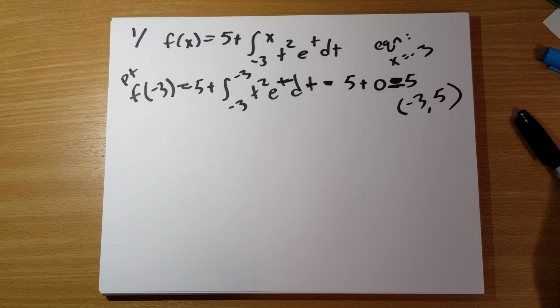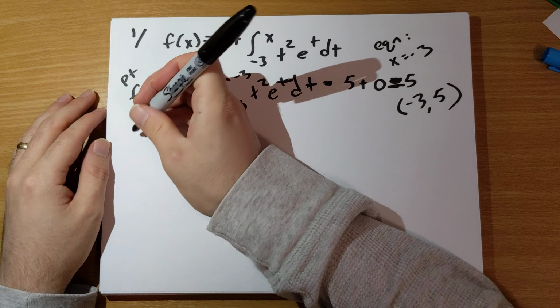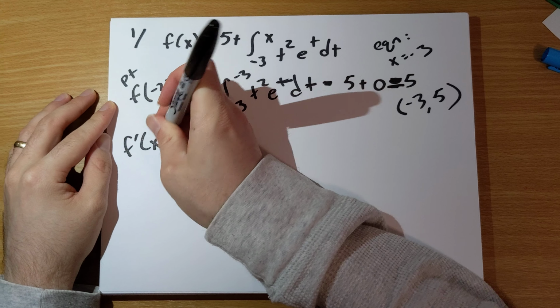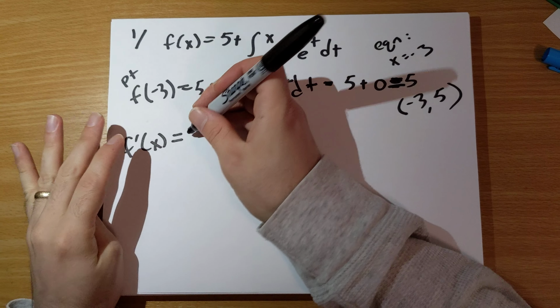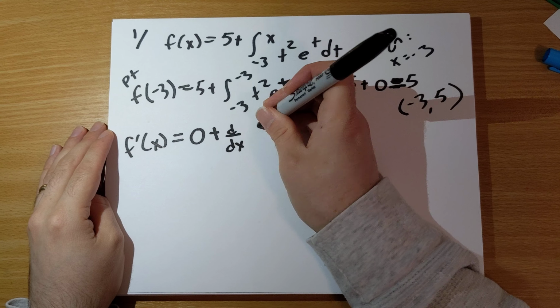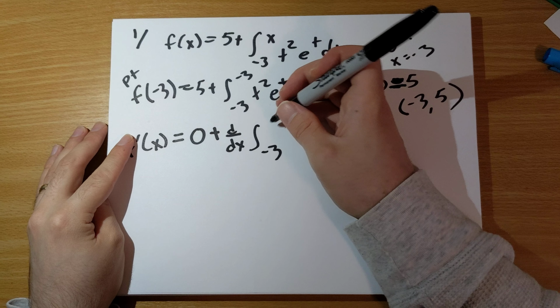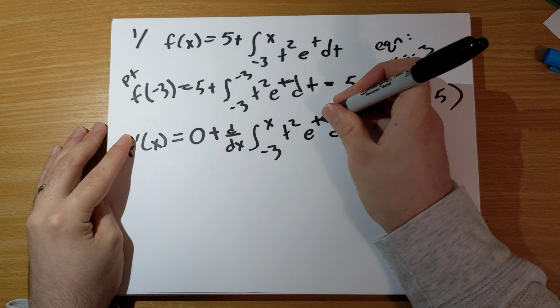So the much more interesting thing in this problem is, well, how do we go about finding the slope of the tangent line? Slope of the tangent line is, of course, going to be the derivative of this function at x is equal to negative 3. So f prime of x is going to equal the derivative of 5, which is 0, that's a constant, plus the derivative with respect to x of the integral from negative 3 to x of t squared e to the t dt.